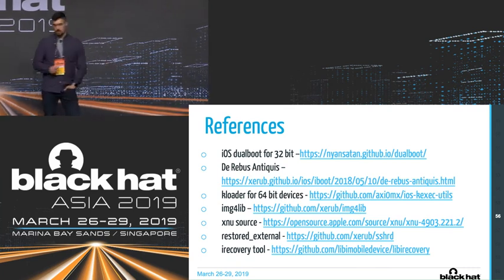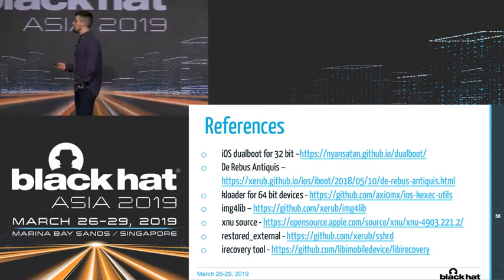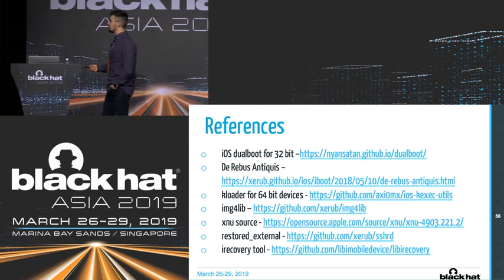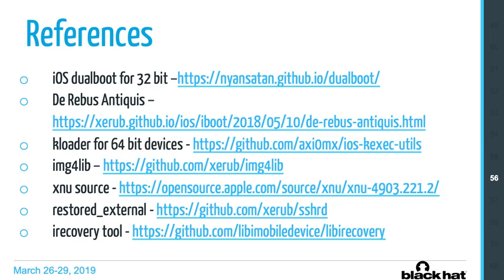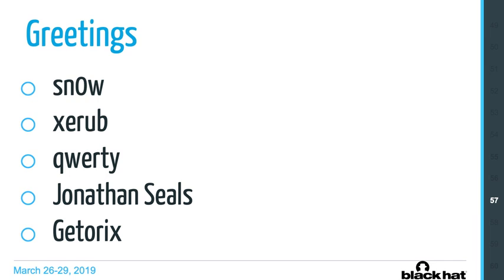Here's the list of references that I used during my research. I really highly recommend reading the Xerub write-up about the iBoot exploit for 5S, for 32-bit devices, which can be ported to 5S, and, for example, using the same steps that I used for the DualBoot. And here's a number of folks who helped me during my research. I just want to say thanks.